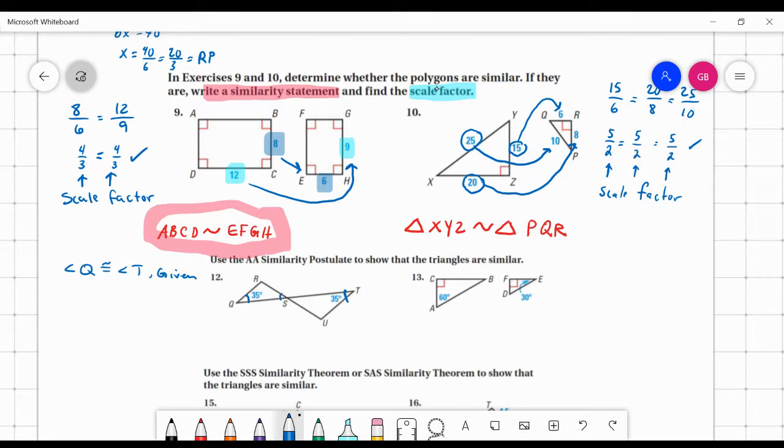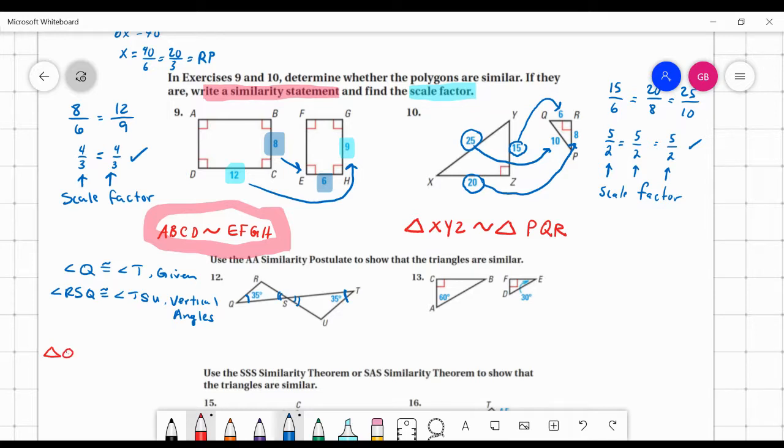And then here in the middle, these two angles are related. They're congruent as well because they're vertical angles. Angle RSQ is congruent to angle TSU because they're vertical angles. Okay. So I just showed you that two pairs of corresponding angles are congruent, so that means the triangles are similar. So now I could write the similarity statement.